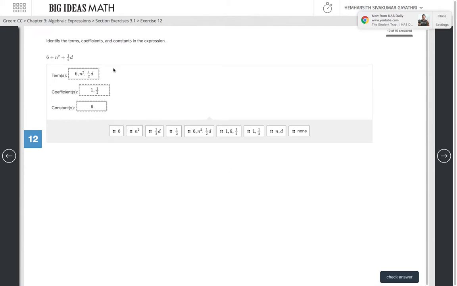So let's go to the next one. It's 6 plus n squared plus 1.5d. So 6 plus n squared plus 1.5d is the expression. 1 and 1.5 are coefficients, because if you have n squared, you have an invisible number here. It is hiding. We have to find out that the number is 1, because 1 times n squared equals itself. So 1 is going to be a coefficient, and 1.5 is a coefficient because there's a letter after it. So that's 1 and 1.5. And 6 has nothing, so it's going to be a constant. Check answer. And I got it correct.